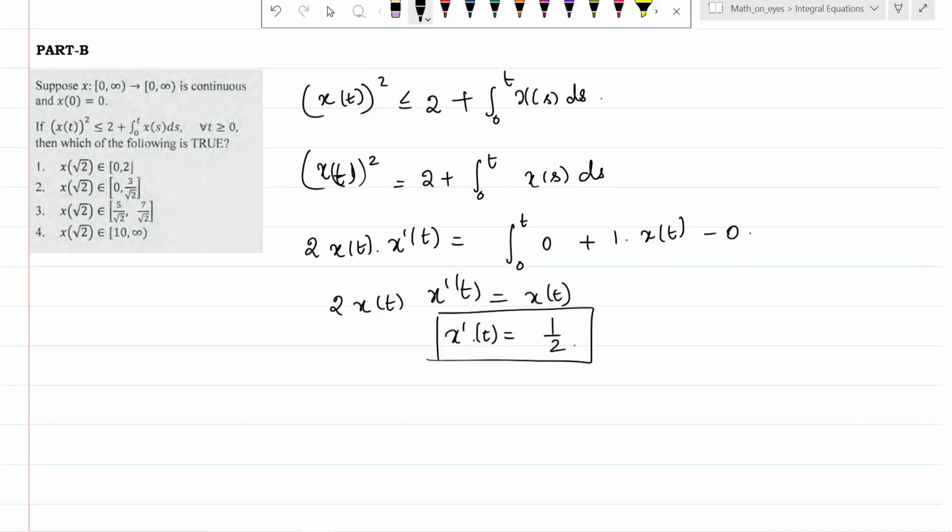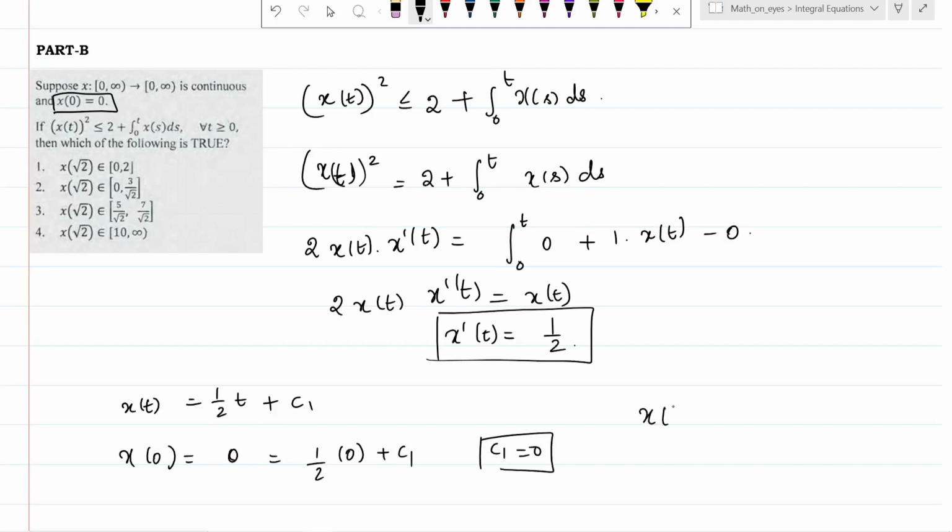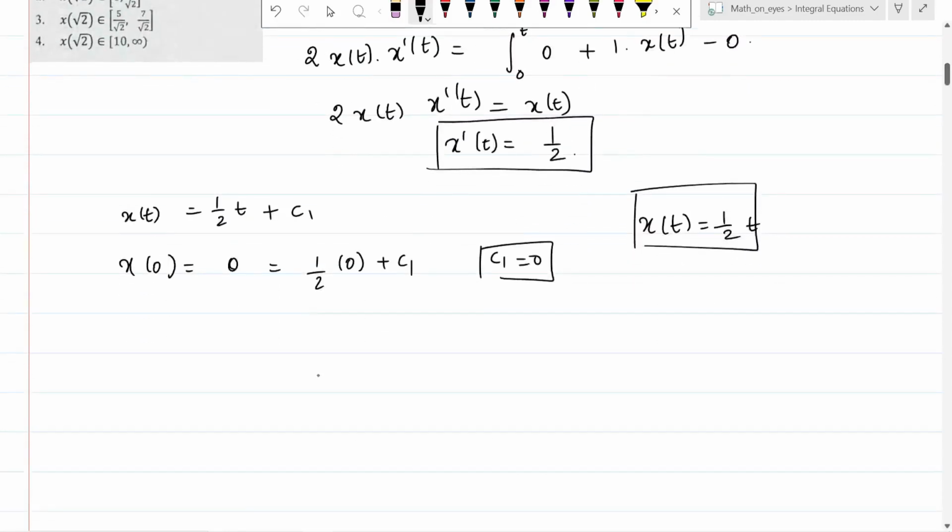Now integrating, we get x of t is equal to 1 by 2 t plus some constant c1. Now this constant can be evaluated by the initial condition x of 0 is equal to 0. x of 0 is equal to 0, which is equal to 1 by 2 into 0 plus c1. So c1 is equal to 0. So the final answer: x of t is equal to 1 by 2 into t. x of root 2 is equal to root 2 by 2, which is equal to 1 by root 2.